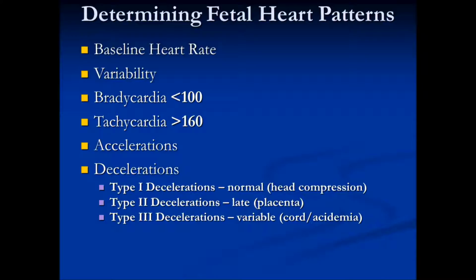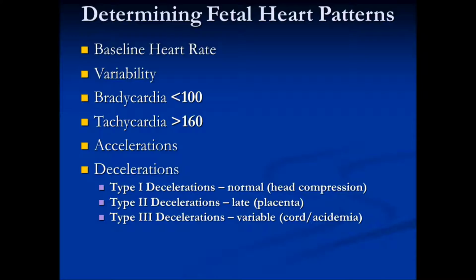Although rates of 120 to 160 are considered normal, each fetus must be assessed carefully. An increase or a decrease from that fetus's baseline of 20 to 30 beats per minute may be abnormal, even though they fall within the normal range of 120 to 160. We'll talk more about that when we get to bradycardia and tachycardia.